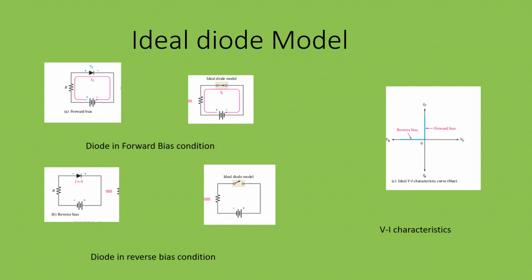In case of N-type semiconductor, it is due to electrons, and in case of P-type material, it is due to holes. Please remember this.